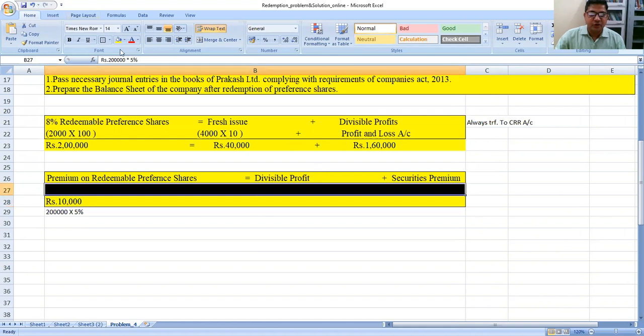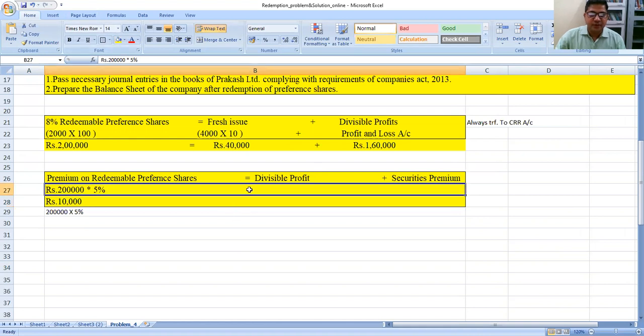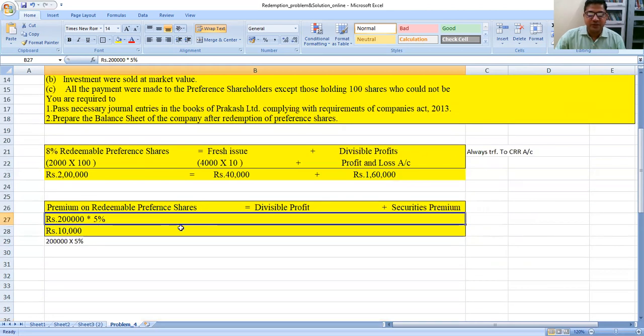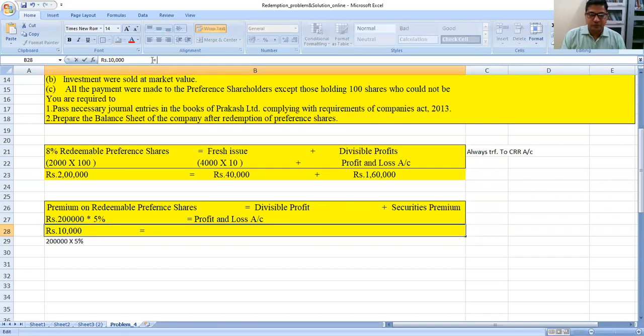आपण प्रॉफिट अँड लॉस अकाउंट मध्ये जी अमाउंट आहे ती आपण कन्सिडर करू शकतो. तर प्रॉफिट अँड लॉस अकाउंट बॅलन्स किती आहे? 4,50,000. त्या 4,50,000 मधून आपण 5% 10,000 रुपीज आणू शकतो. So we will write here profit and loss account. तिथून आपण आणले रुपीज 10,000.